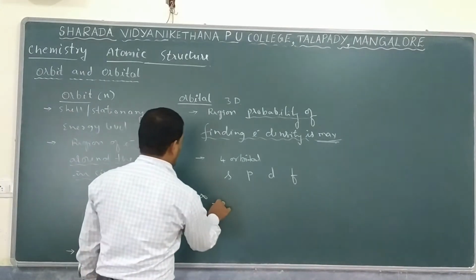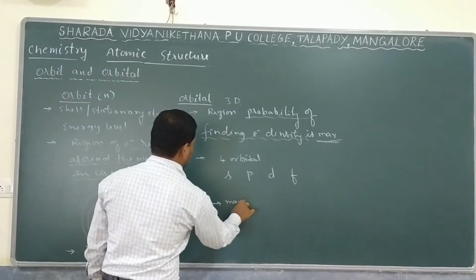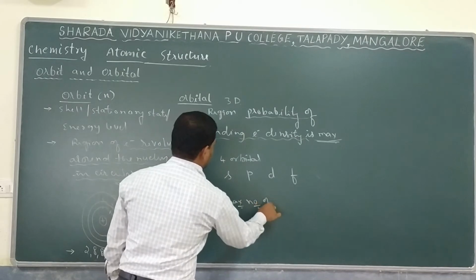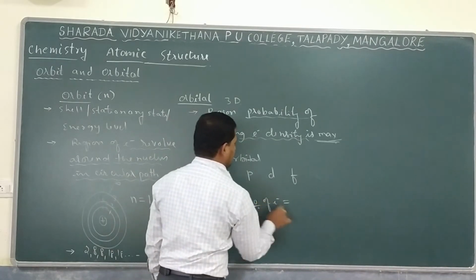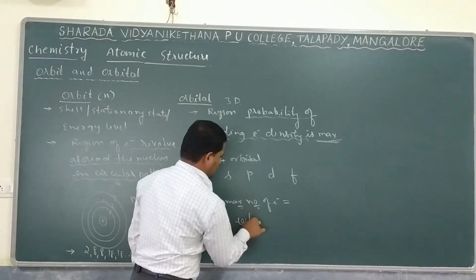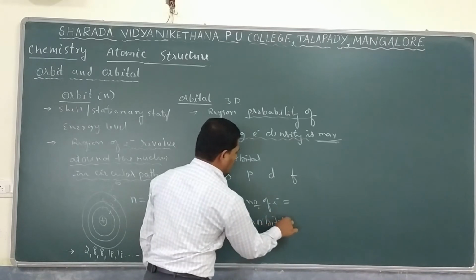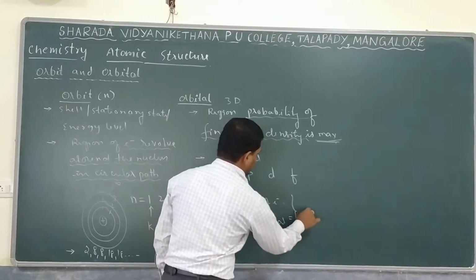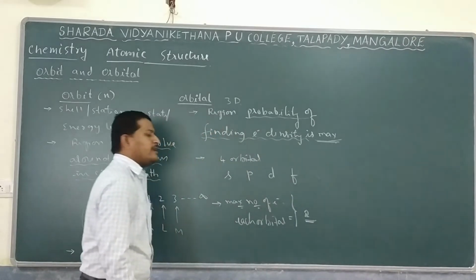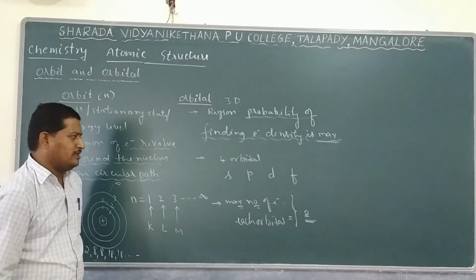But in case of an orbital, the maximum number of electrons that can be accommodated in each orbital is, always remember, 2. So the maximum number of electrons accommodated in each orbital is 2.